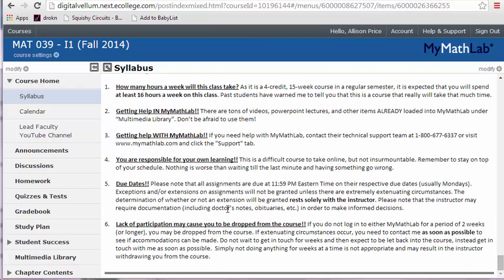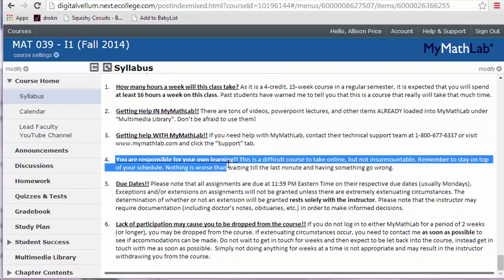A few important comments at the bottom here. How many hours a week will this course take? This is a 4-credit 15-week course in a regular semester, so it's expected that you will spend at least 16 hours a week on this class. Past students have warned me to tell you that this course really will take that much time.